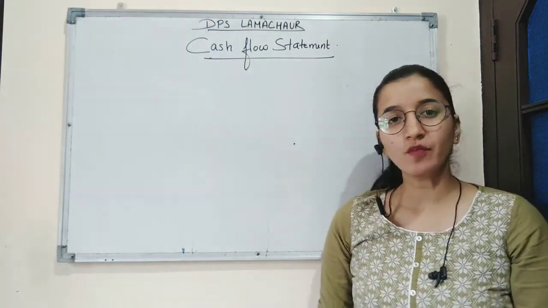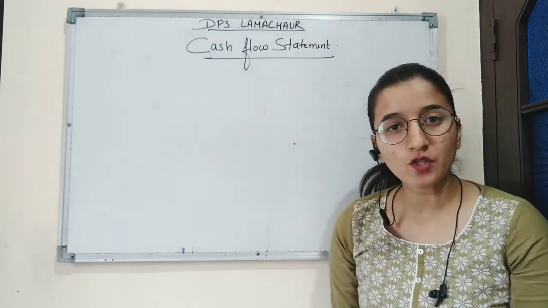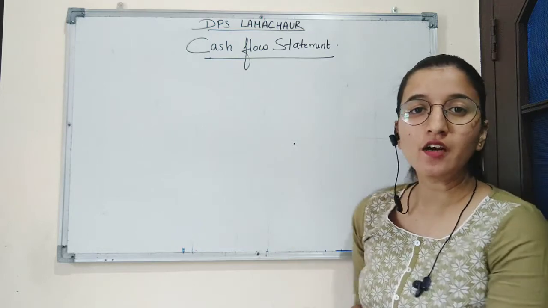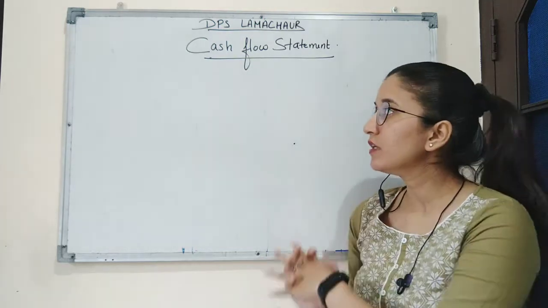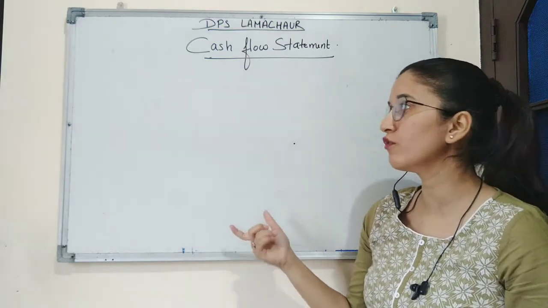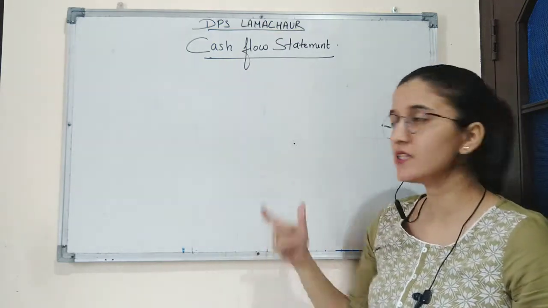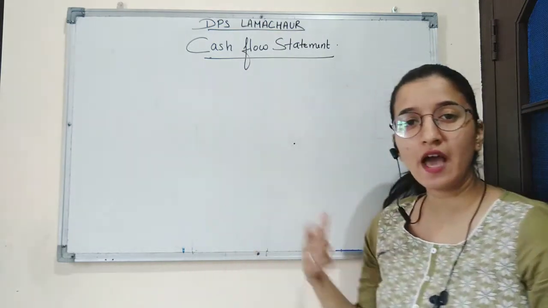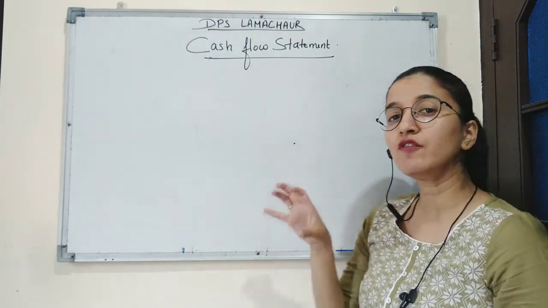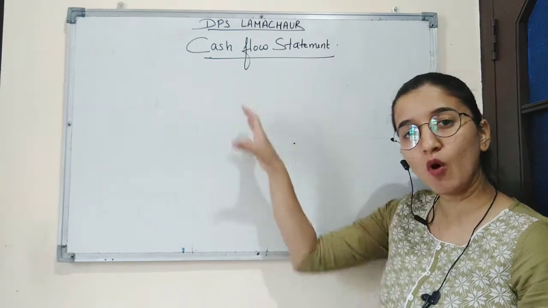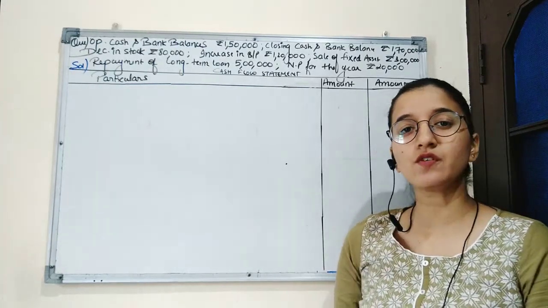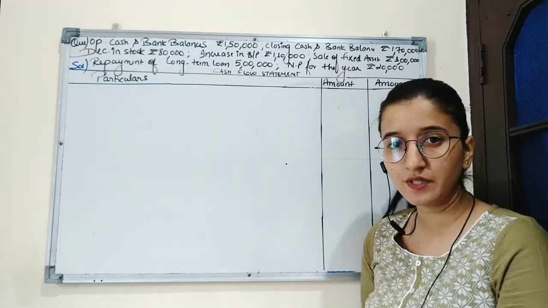Today in this session, we'll be doing the full-fledged question of cash flow statement from operating, investing and financing activity. In the previous sessions, we have learned how to calculate cash flow from separate activities: operating, investing and financing. So now we will solve the question where we have to prepare the cash flow statement from all the three activities. So here is the question based on cash flow statement from all the three activities.